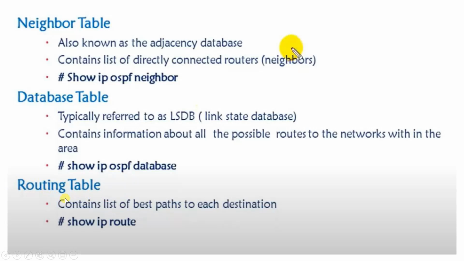Then it has a routing table. It contains only the best path to each destination. From the database table, the best path is calculated by using the formula 10 power 8 divided by bandwidth. As per the result, the best route is calculated and placed in the routing table. You can see this table by using this command.